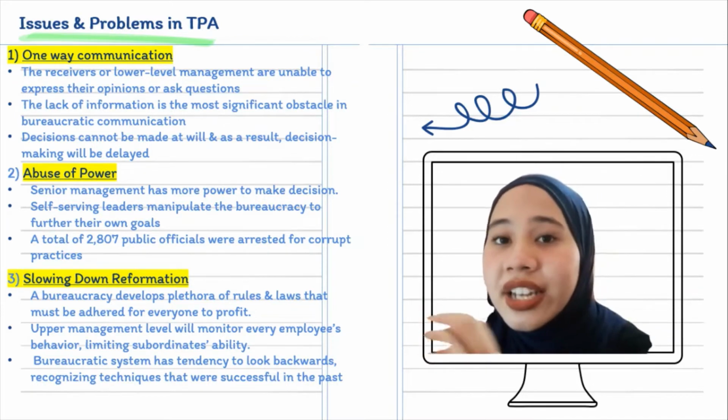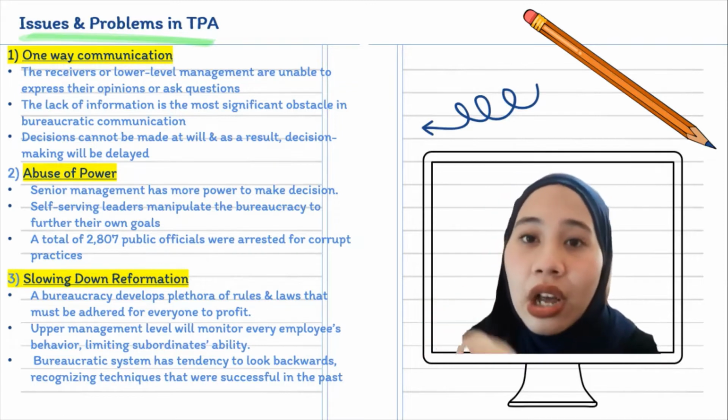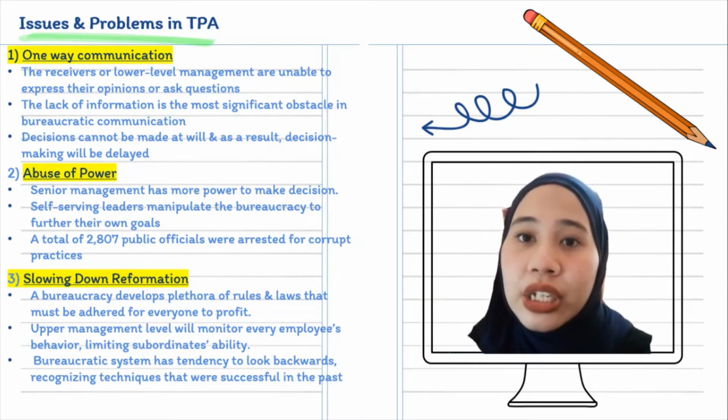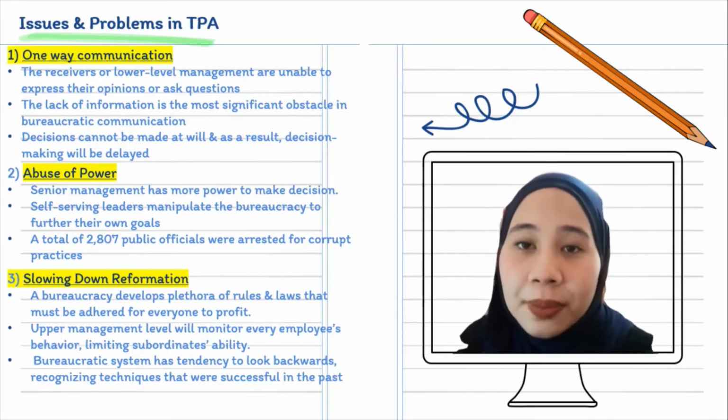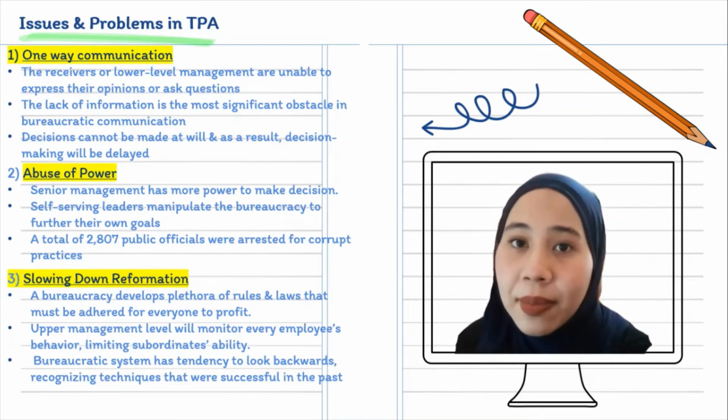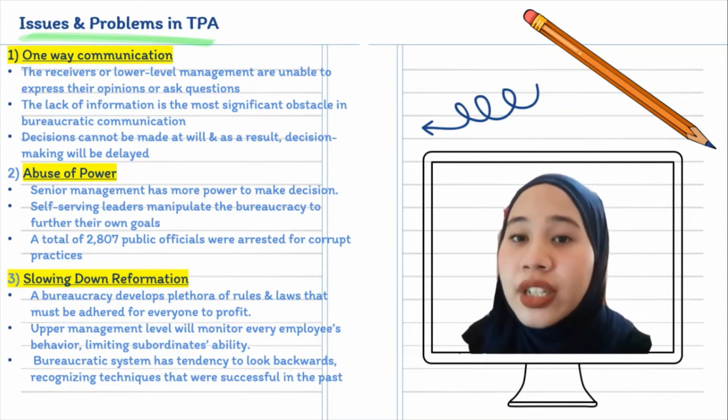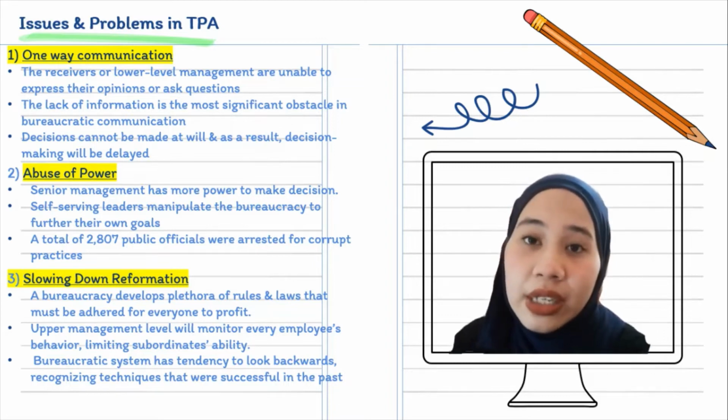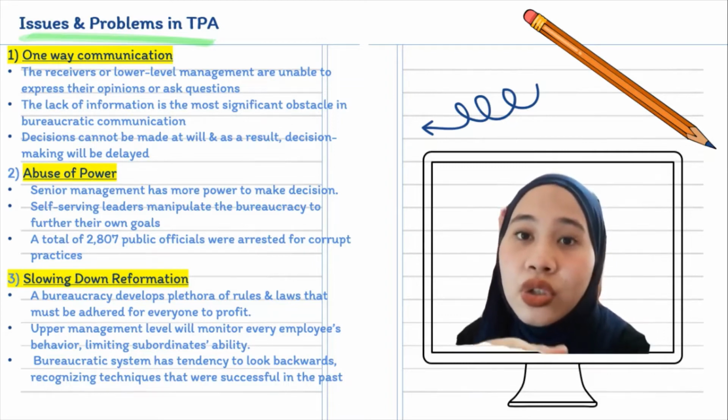Lastly, slowing down reformation. A bureaucracy developed a plethora of rules and laws that must be adhered to in order to provide for everyone to profit. The problem with this is that new rules and laws can be enacted at any time, making people's tasks even more difficult. The upper management level will monitor every employee's behavior, limiting subordinates' ability to use creativity and innovation in their work.